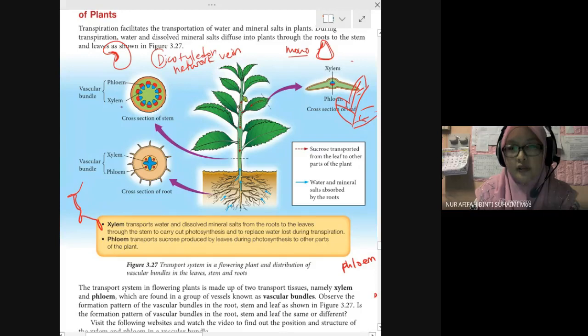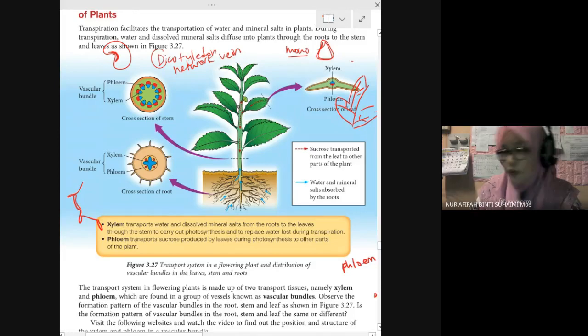So here, you just need to know the function of phloem and xylem. Also in the root, cross section of root, we have xylem at the center and phloem at the outside. Xylem, the blue one, is at the center of the plant, and then the outside is phloem. Same in the root. And in the leaf also, cross section of leaf, we have xylem and phloem.